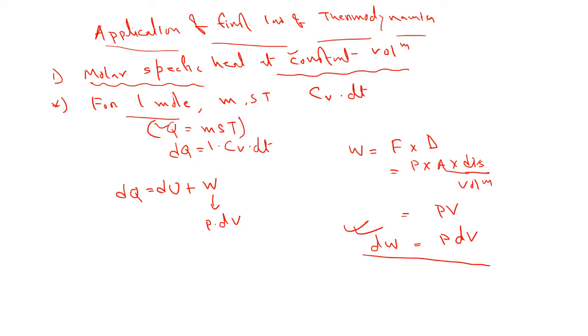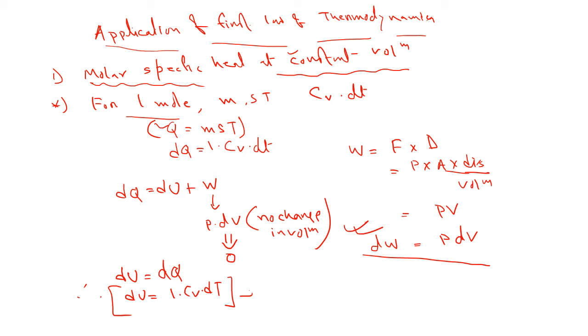So this is the constant volume, so we can write no change in volume. There is no change in volume, so it means this part is equal to 0. Therefore we can also write dU equal to dQ, and the formula for dQ is equal to 1 dot Cv dot dT.